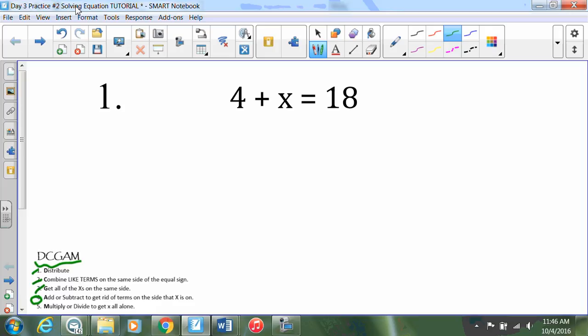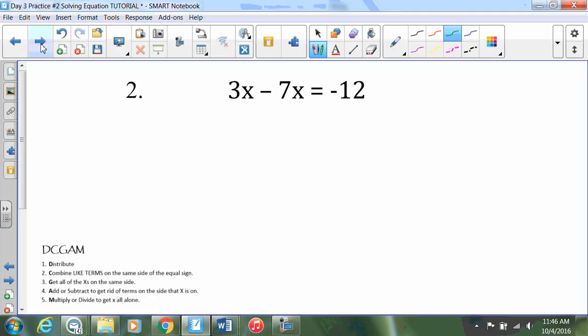Well, here's X all by itself, except for this 4 that's being added to it. This 4 is a positive number, so to get rid of the 4, we're going to subtract. And whatever we do to one side, we have to do the other. So 4 minus 4, gone, that's 0. It disappeared. We bring down the x, we bring down the equal. 18 minus 4 is 14, and we're done.